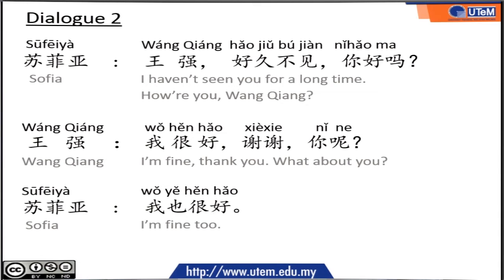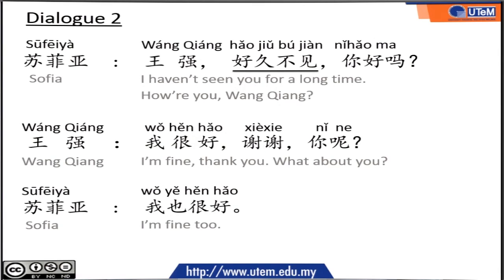Let's create a conversation. Suppose that Sophia and Wang Qiang are friends. They haven't seen each other in some time, and now they meet each other. What would they say to each other? Sophia said, Wang Qiang, 好久不见,你好吗?